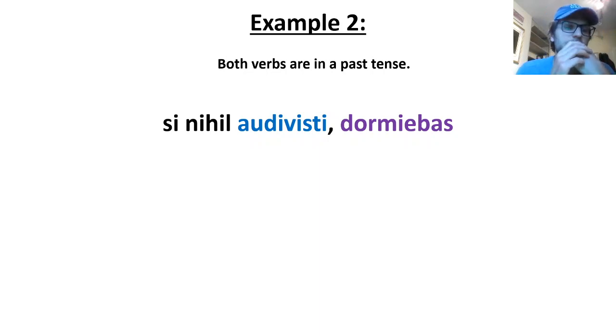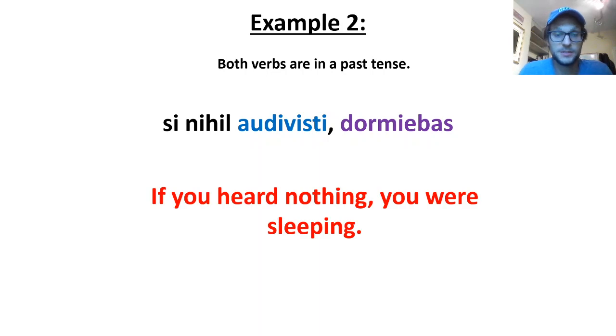Ten seconds. 5, 4, 3, 2, and 1. So we know that this means if you heard nothing, you were sleeping. In English it works quite well because you've got the perfect tense and the imperfect, both past tenses. Good. Next one.